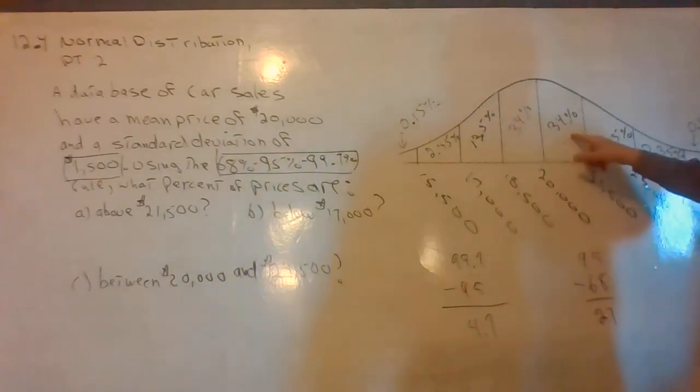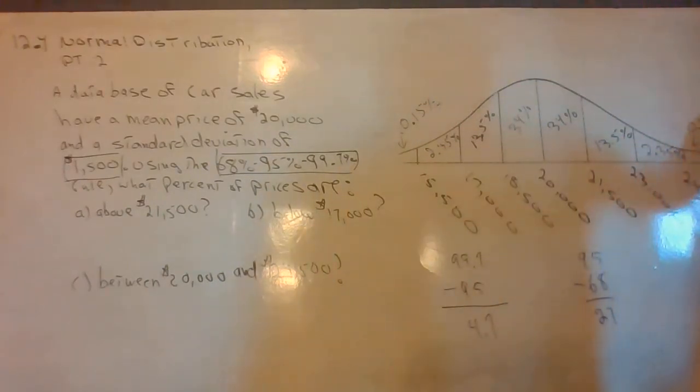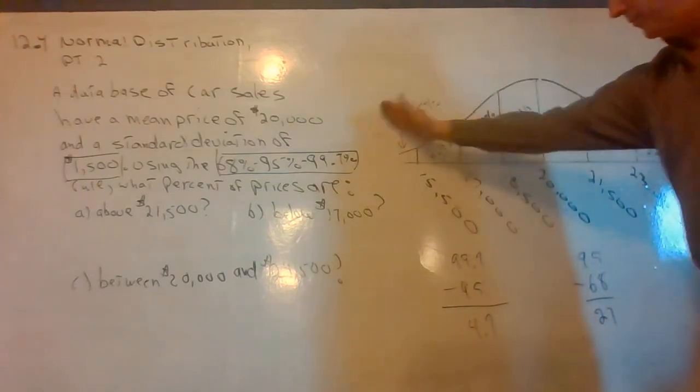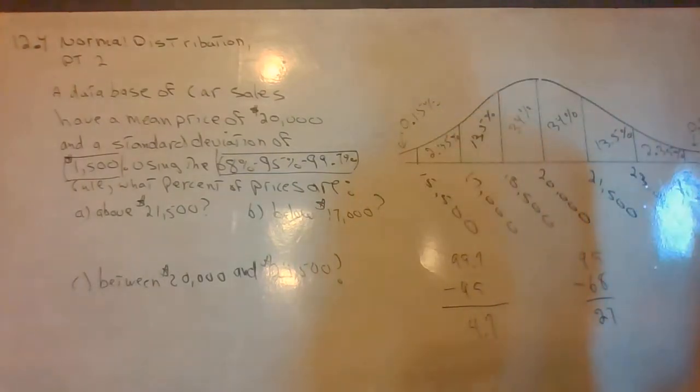You can add up 34, 13 and a half, 2.35, 0.15. 50% is this way, 50% is this way. That's just good to know.